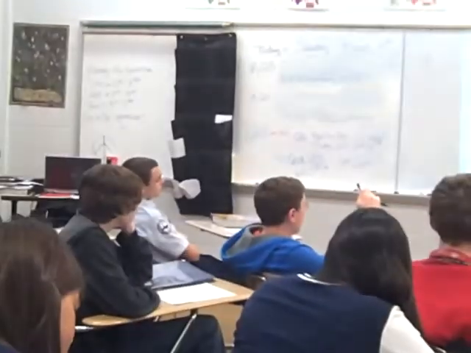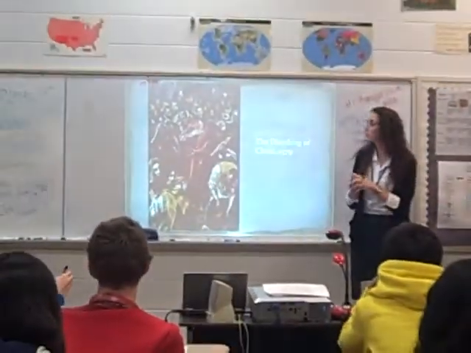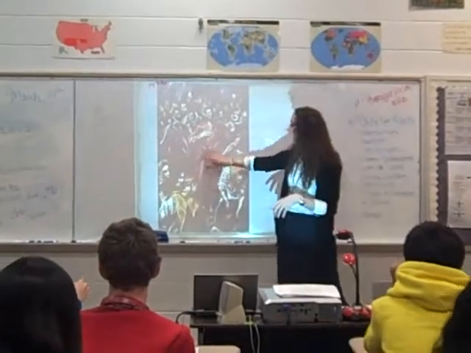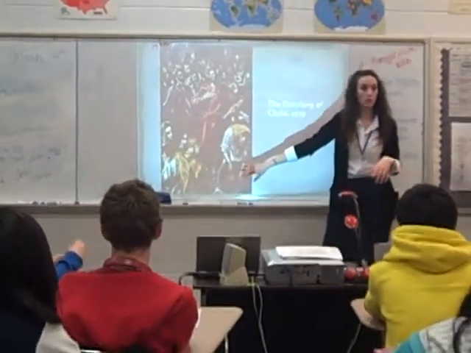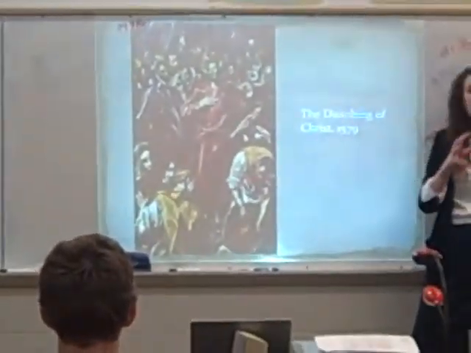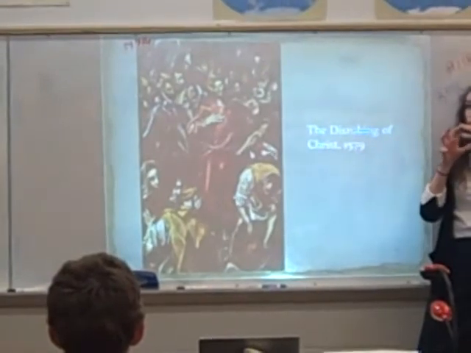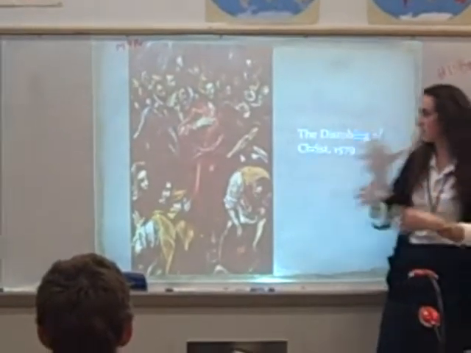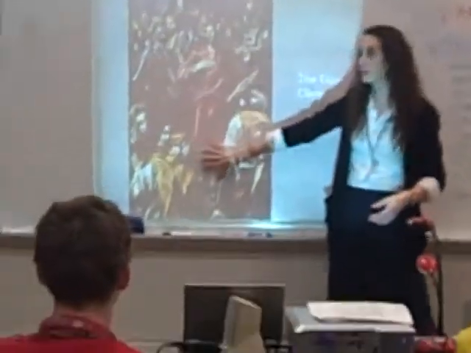All right. What about this one? This one's called the Disrobing of Christ. What do you think about it? Yeah, okay. So he is dressed in what color robe? Red. And what is everyone else wearing? Yellow. So he's like popping out, right? It's very distinct. So he is the centerpiece of this painting, right?